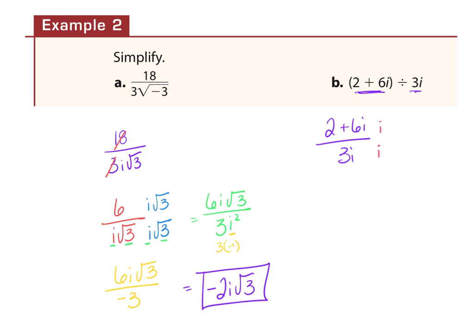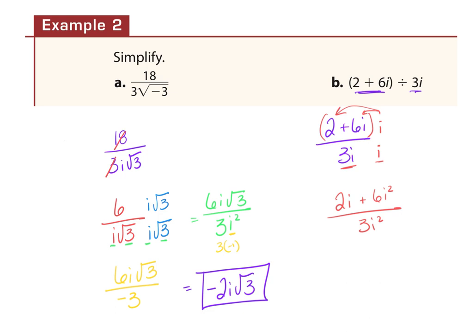If I multiply the top by i I do have to distribute it. So I'm going to distribute it through. 2 times i is 2i. 6i times i is 6i squared. And on the bottom, I have 3i times i, which is 3i squared. All right. And now I'm going to simplify this. I'm actually going to do this by splitting it up.